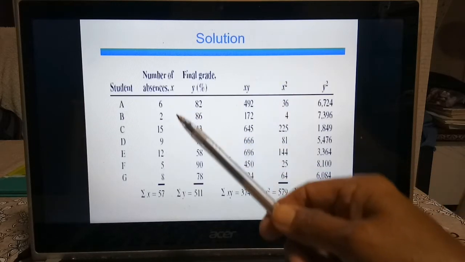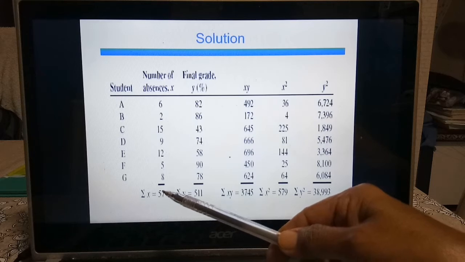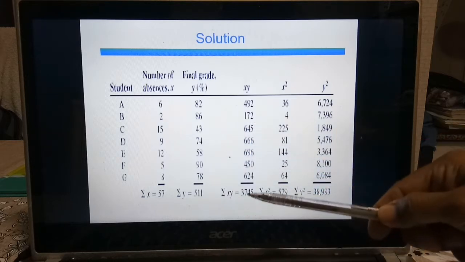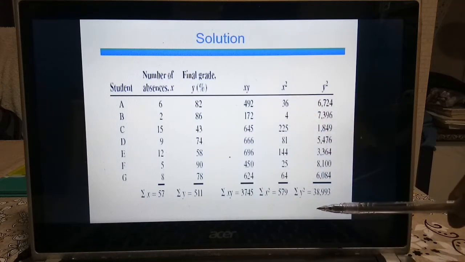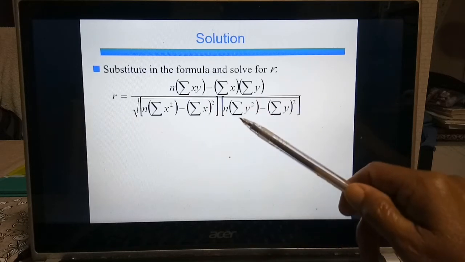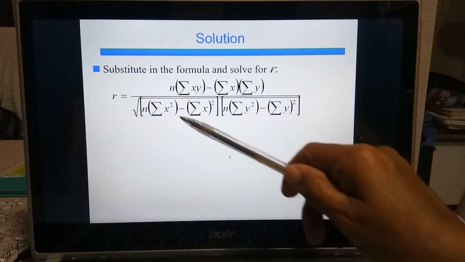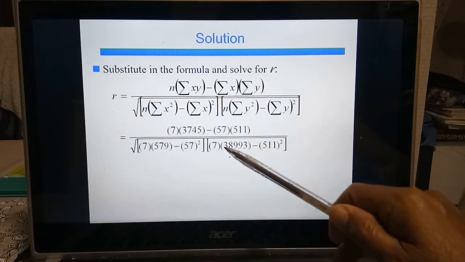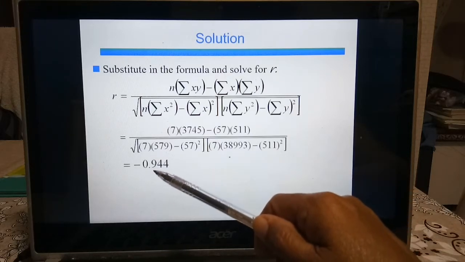Okay, example. Let's say we have students A and so on, with absences, from the earlier example, and their grades. These are the X and Y values. From the X and Y values, we multiply X by Y and get the summation, get the summation of X square, and the summation of Y square. From these values we substitute into the formula, and see what the value of R is. We substitute the values obtained from the earlier table and calculate. So we get negative 0.944.